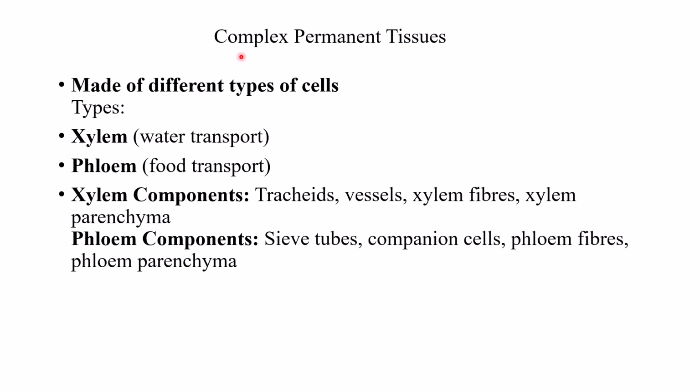Now let's come towards complex permanent tissue. So now complex permanent tissue are made up of different types of cells. Xylem that transports water and phloem that transports food. Okay, xylem components are tracheids, vessels, xylem fibers, and xylem parenchyma. And phloem components are sieve tube, companion cells, phloem fibers, and phloem parenchyma.